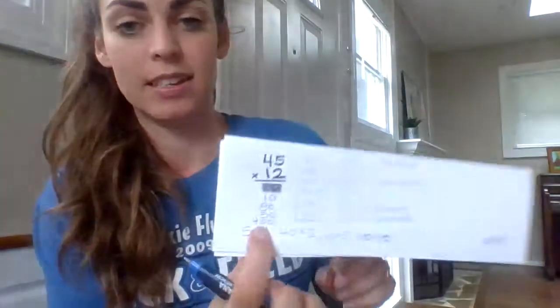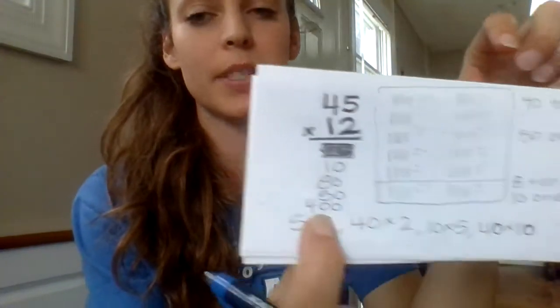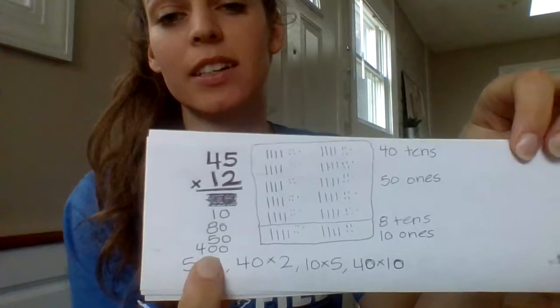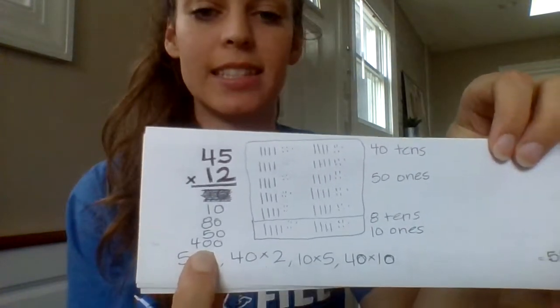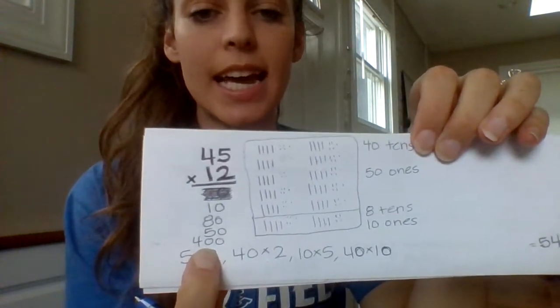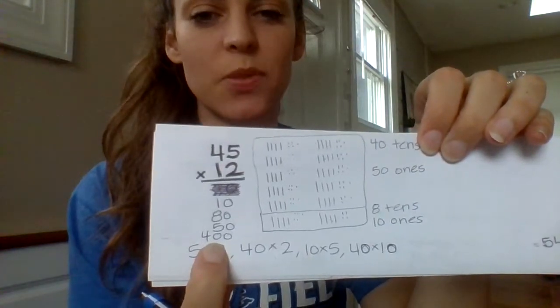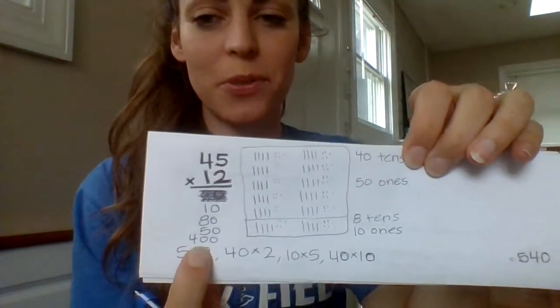So 5 copied twice is 10. 40 copied twice is 80. 5 copied 10 times. And 40 copied 10 times. So I've got a 10, 80, 50, and a 400 that I'm totaling. And these are the same numbers that I was getting results for over here, just written as 40 tens instead of 400. And then 10 plus 80 plus 50 plus 400, we would get to our total of 540.